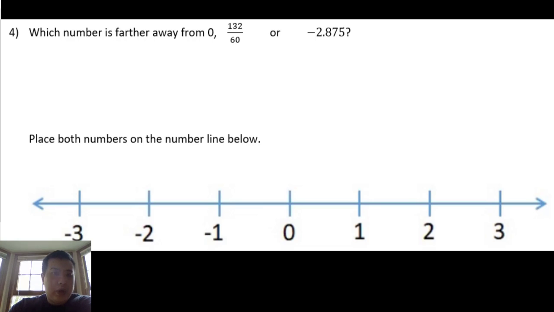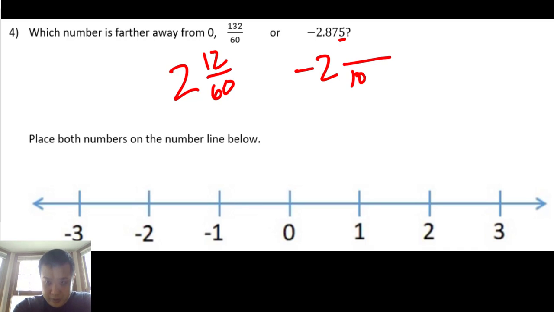So here it asks us to identify which number is farther away from 0. In order to do that, we're going to change both of these numbers into mixed fractions. So here 60 goes into 132 twice and makes 120, so that gives us a remainder of 12, and then keep the denominator. Over here, we need to change this into a fraction, so it's going to be negative 2. The last place value that has value is in the thousandths place. So we're going to put 1,000 on the bottom and then 875 at the top.